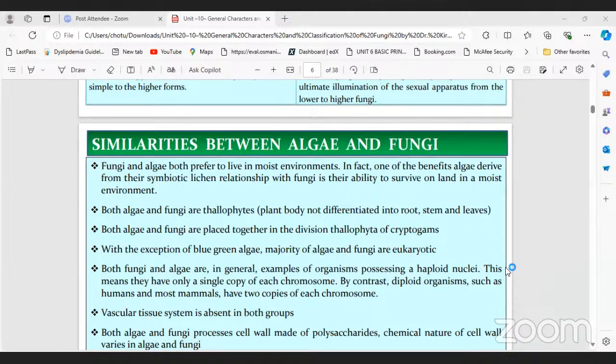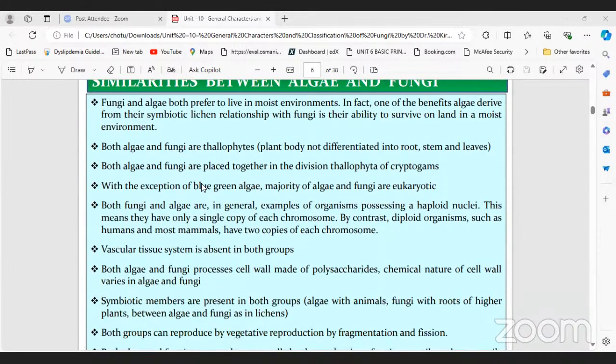What are cryptogams? Non-flowering plants. These are thallophytes. Both algae and fungi are thallophytic. But there is a difference in the thallus: the algal plant body is called thallus, and the fungal plant body is called mycelium. But both are thallophytes of cryptogams. Except for blue-green algae, the majority of algae and fungi are eukaryotic. Only blue-green algae are not; all fungi have eukaryotic cell structure.